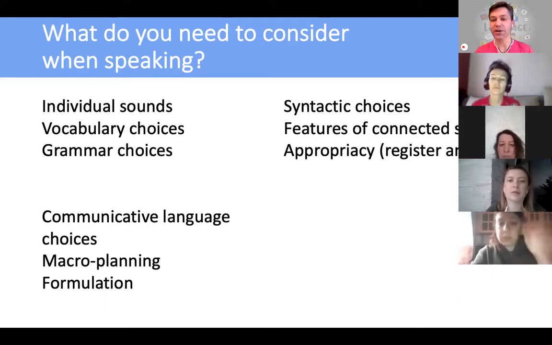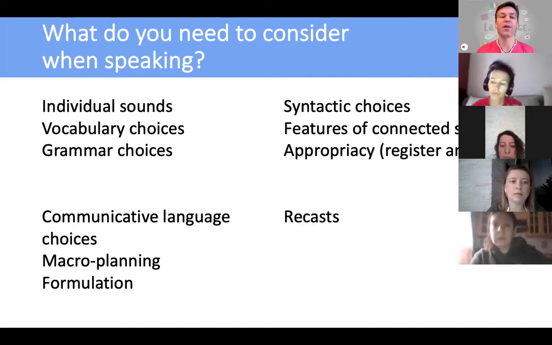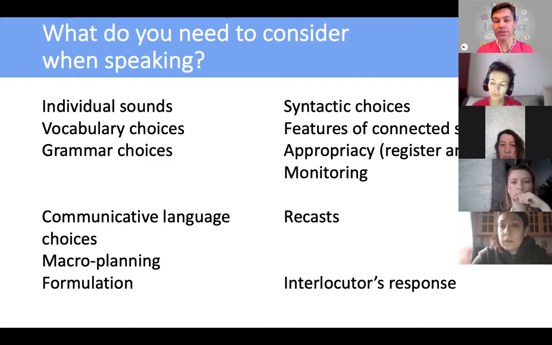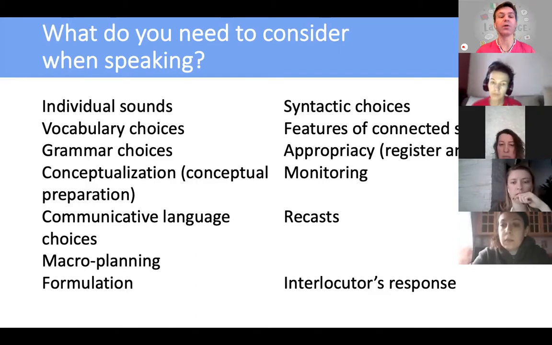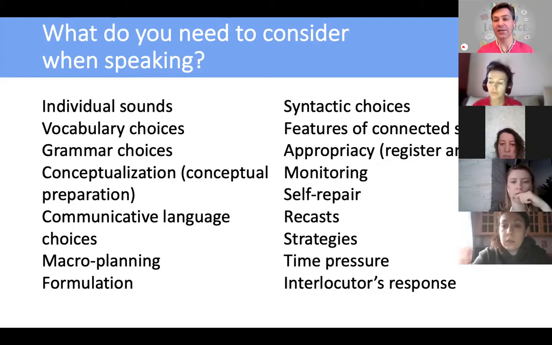Of course, features of connected speech if you are speaking at length. And then there will be recasts if people didn't understand you, monitoring yourself, interlocutor's response, conceptual preparation, self-repair, strategies, and time limits if there is time pressure. That's a lot, and that's for any speech act.